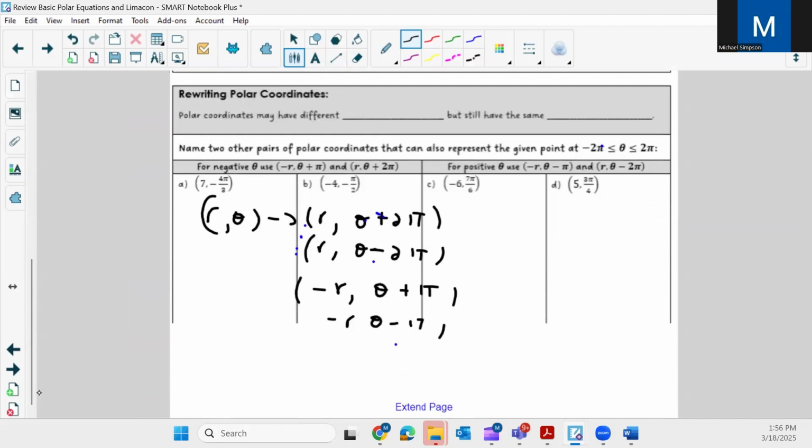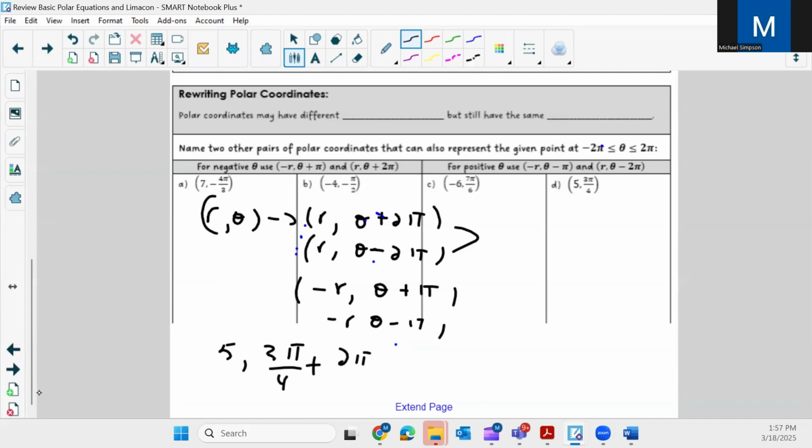Okay, so look at D now. We're gonna use one of these right here. R is 5, the angle is 3 pi over 4. Do you want to add 2 pi or minus 2 pi? You pick it. Okay, let's add 2 pi. So it's gonna be 5, and I'm gonna add 3 pi over 4 plus 2 pi.